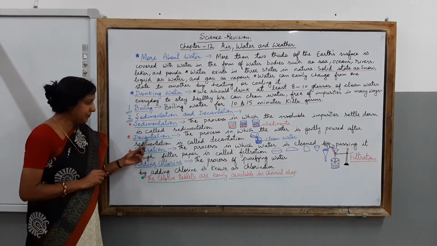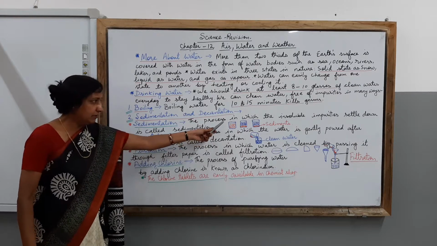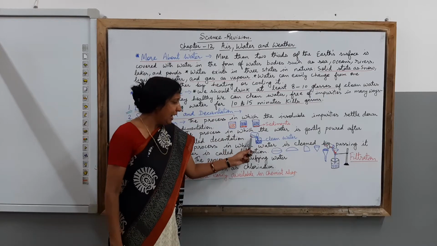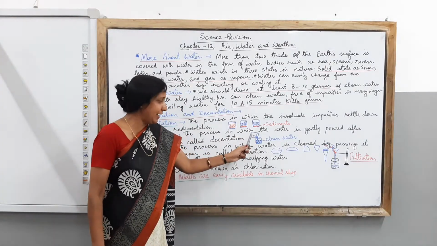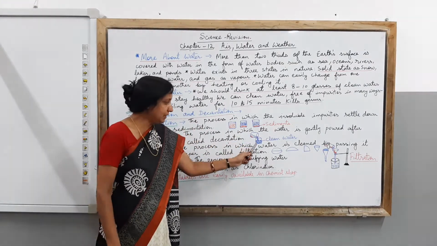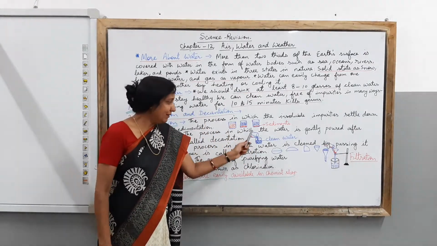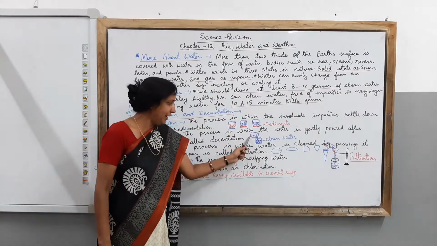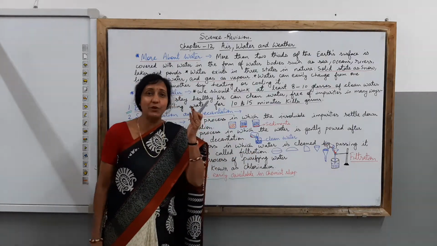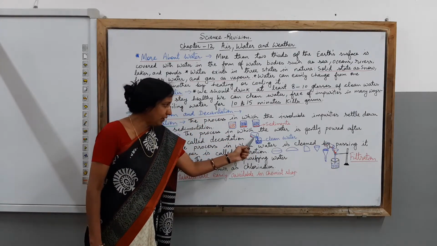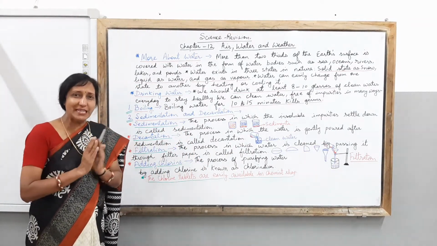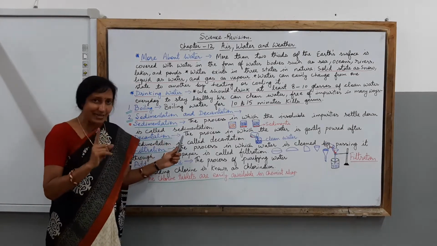Children, what is decantation? Children, the same water is kept here and the sediments are settled down. What I will do is pick this flask and empty out the clean water from above into another container, leaving all the sediments at the end in this container. What you will find is that you get clean water. So when you are pouring the water from the top, you are doing decantation.